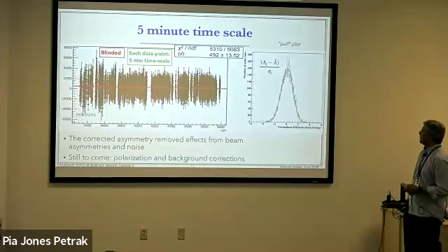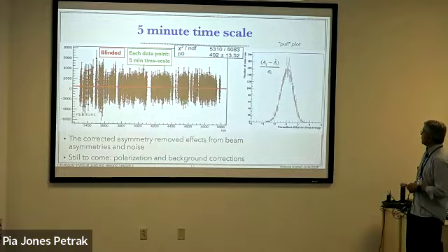And so then you have to look at the statistical properties. So this is a whole bunch of 5-minute samples. And you can see that the average is non-zero. That's your asymmetry, 500 parts per billion.